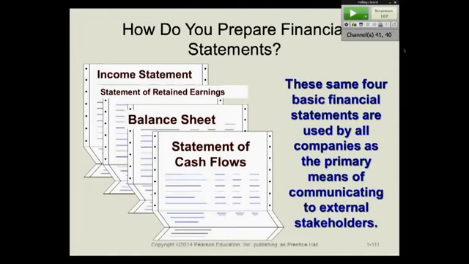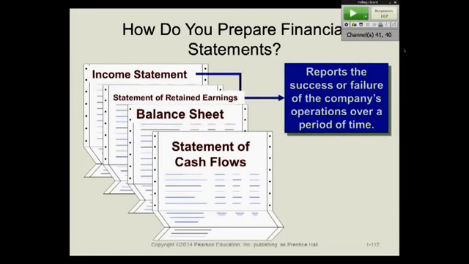Now, the order, I'm going to say this carefully. This is the way the statements in this course would have to be prepared. You've got to prepare the income statement first. You have to prepare the retained earnings statement second. Then you have to go to the balance sheet and then the statement of cash flows. When we look at an income statement, I'll get through this first and we'll stop. The income statement reports the operating results of the company. As I said, net income or net loss, that's got to be prepared first.